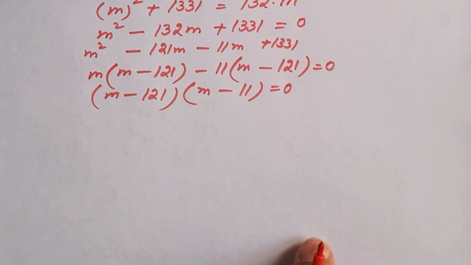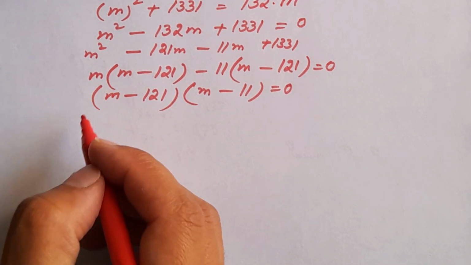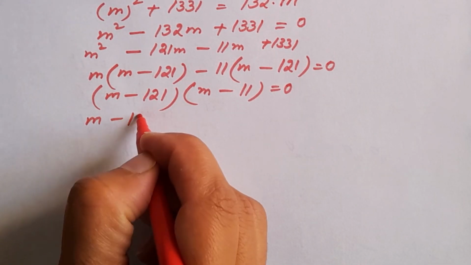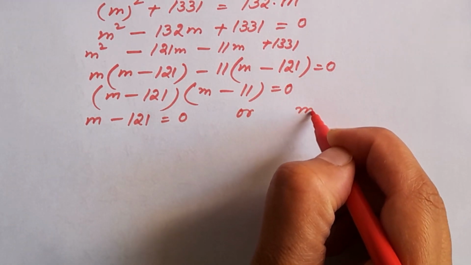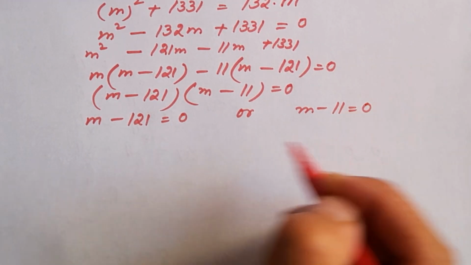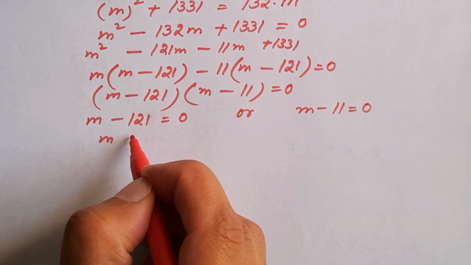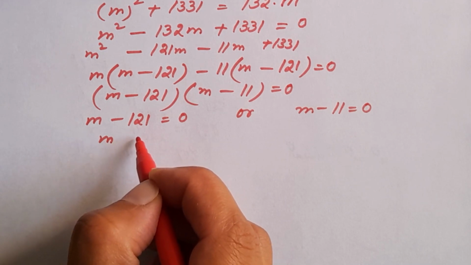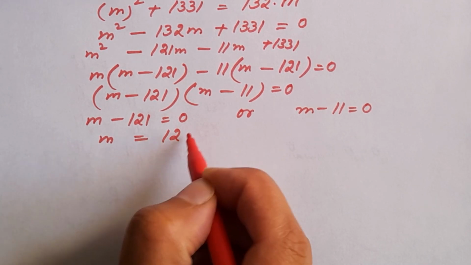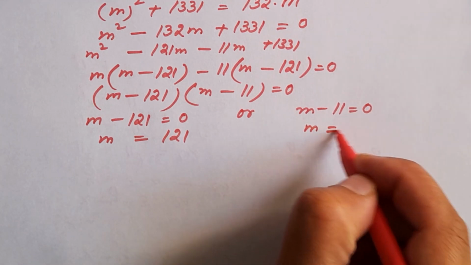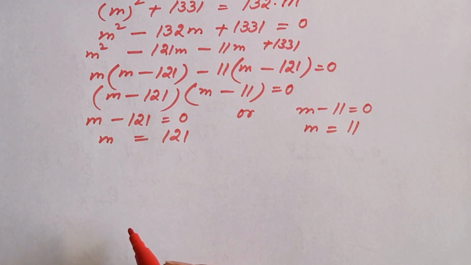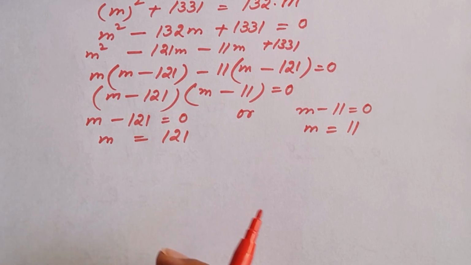It means that either m minus 121 is equal to 0 or m minus 11 is equal to 0. If we take this 121 to right hand side, it will become positive 121, and if we take this 11 to right hand side, it will become positive 11. We got the value of m.